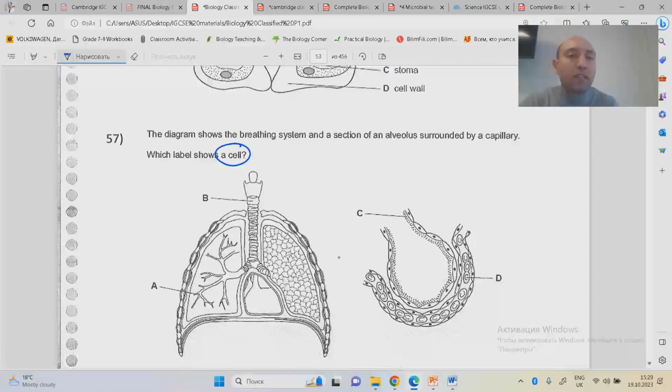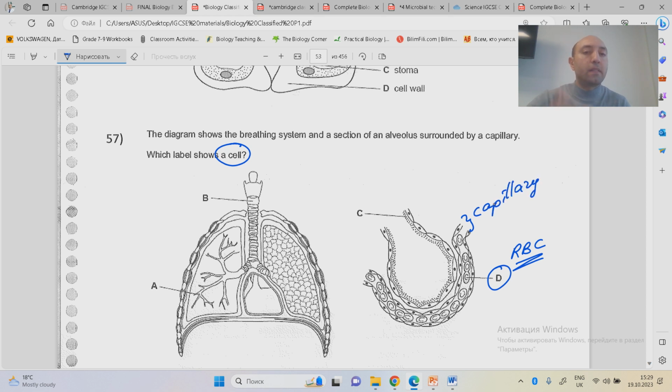Which label shows a cell? So we need to find a cell, guys. In here, cell is D. D is a cell. It is, you know, that is red blood cell. One information, this is capillary blood vessel where blood cells are passing. C is a wall of alveoli. B is trachea. A is bronchiole.